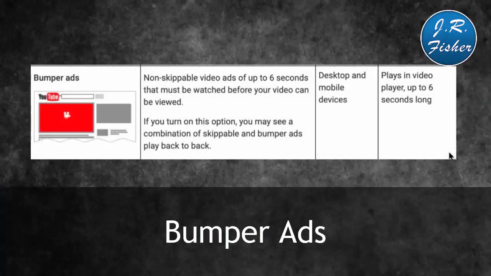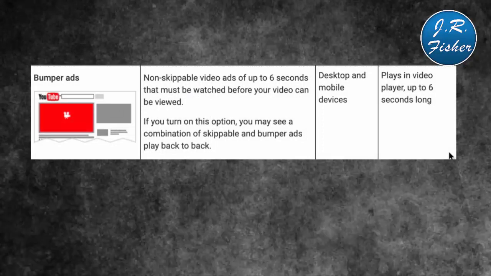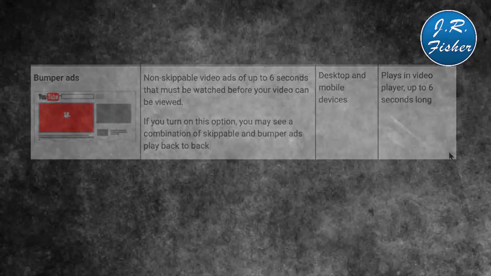Number 4 is bumper ads. Now these ads are 6 seconds or less. These are non-skippable video ads, and they must be watched before the person can actually watch the video that they want to see. These also appear on desktop and mobile devices. They play in video players up to 5 seconds long.